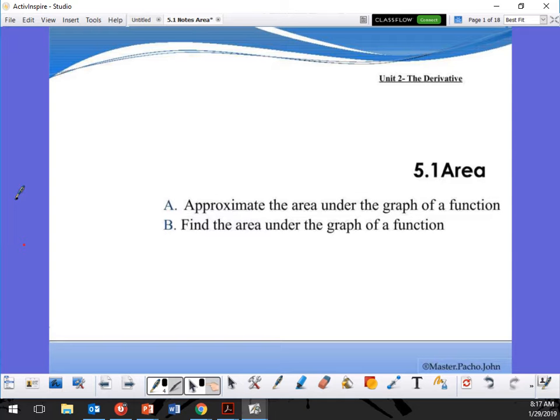Okay. All right. So, approximate area under the graph of a function. Now we're going to approximate. Approximate means we're going to estimate what we have, right? So whenever we're doing that, is it an exact answer? Say no.